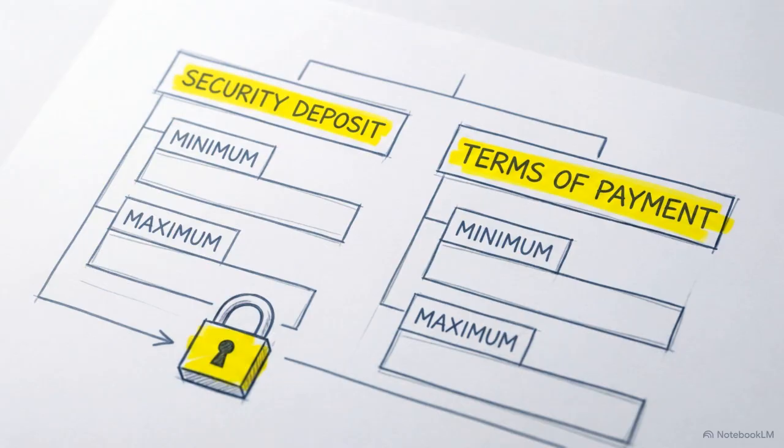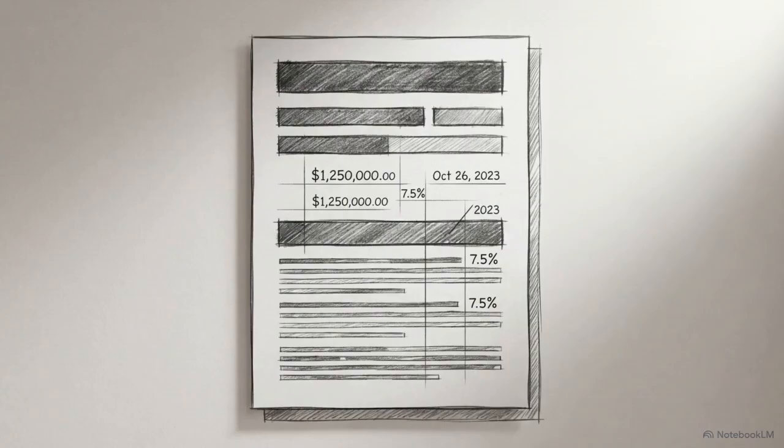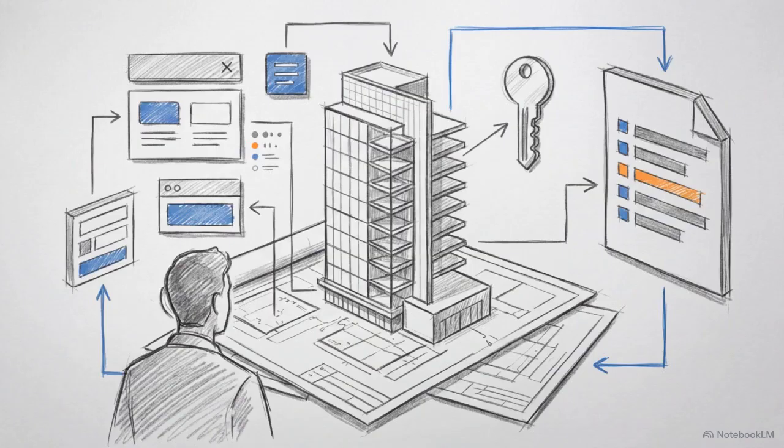Set the security deposit and terms of payment here. Limiting the minimum and maximum values locks these rules in place for the leasing team. Locking in the exact size and rent calculation logic at the unit level prevents undercharging and ensures consistency when drafting leases.